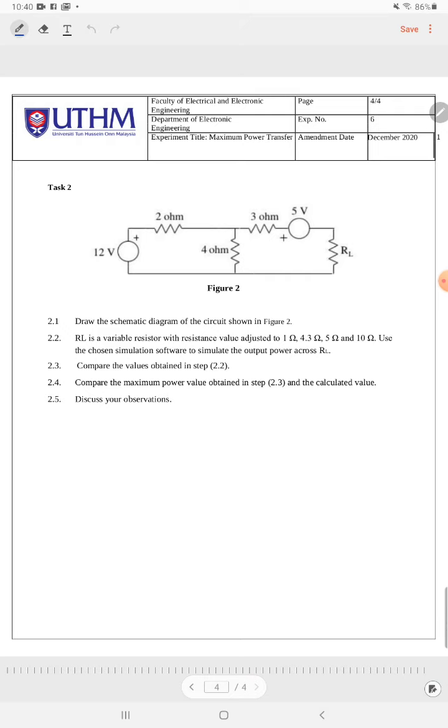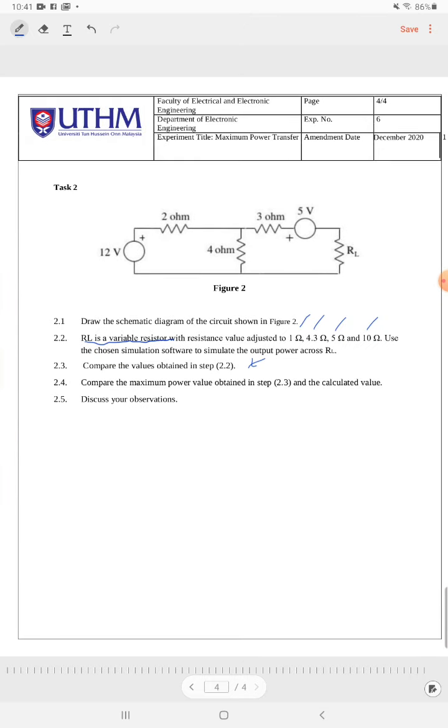Okay, you need to draw this schematic diagram using your simulation tool, and RL is a variable resistor, which you need to adjust to 1 ohm, 4.35 ohm and 10 ohm. Compare the value obtained in step 2.2, and then compare the maximum power value obtained in the step here, and the calculated value. Then you need to discuss your observation.